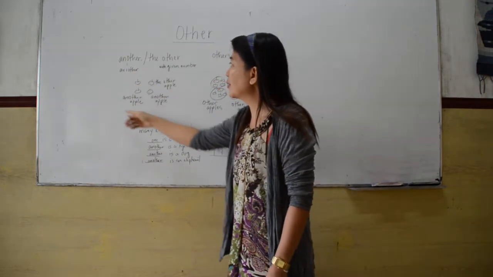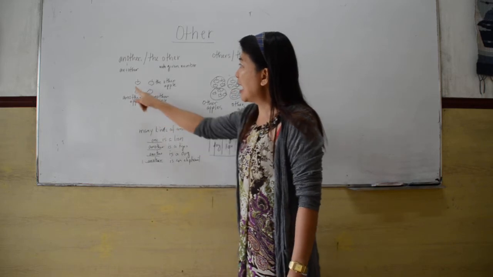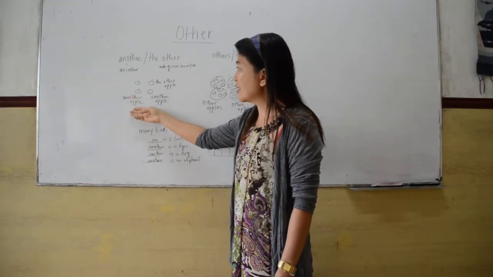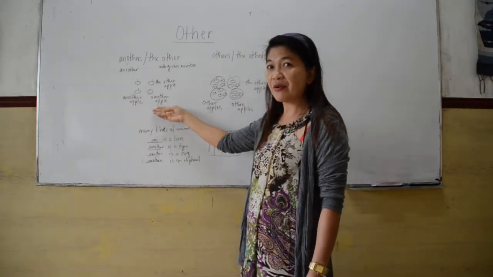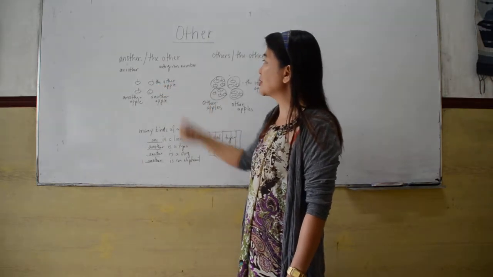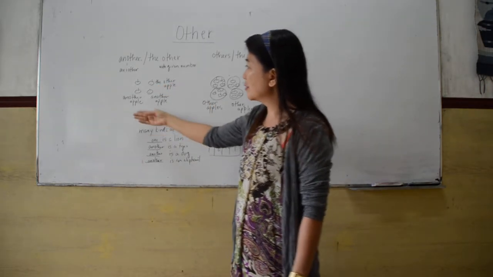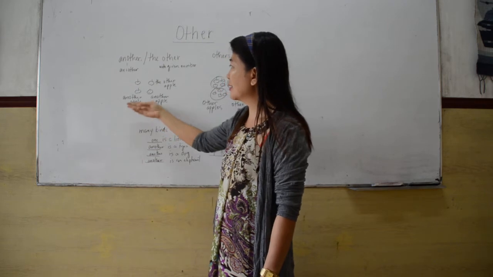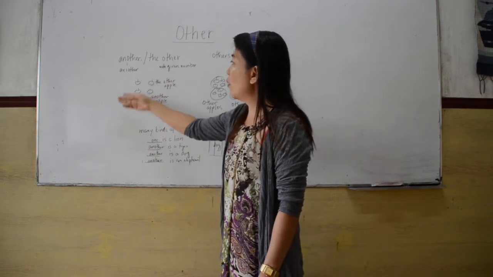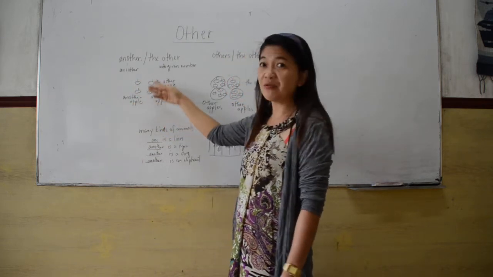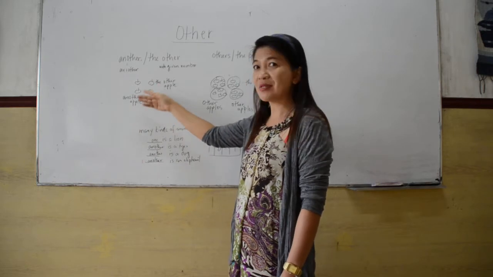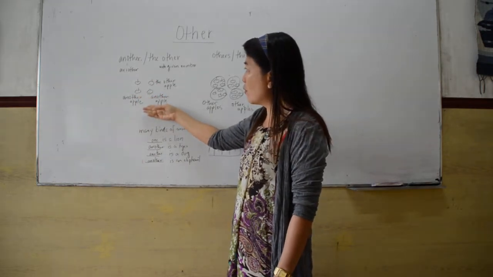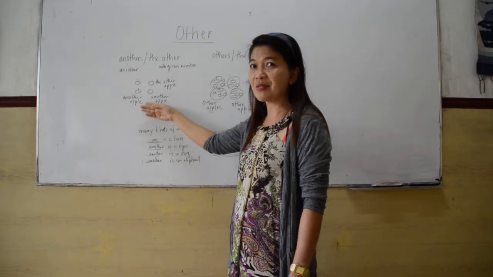Now, for example, I have 4 apples, I ate 1 apple, I gave another apple to Mary, another apple to Jan, and the other apple to Susan. Now, I use here another apple. Why? Because it is one more out of a group of similar items. They are all apples.